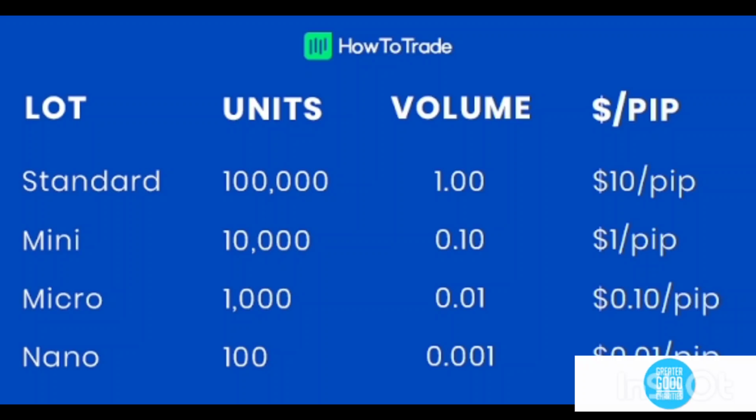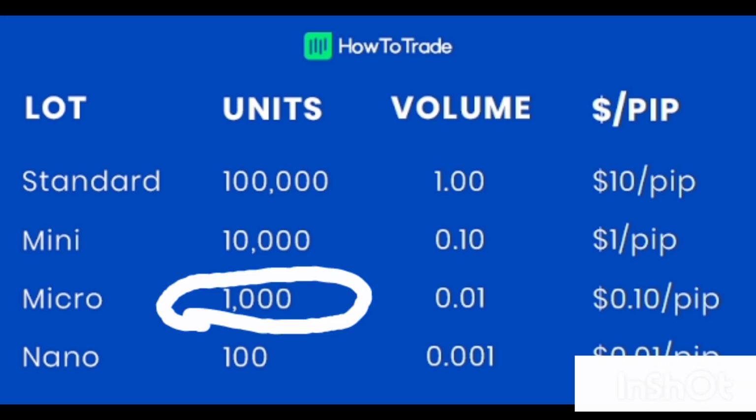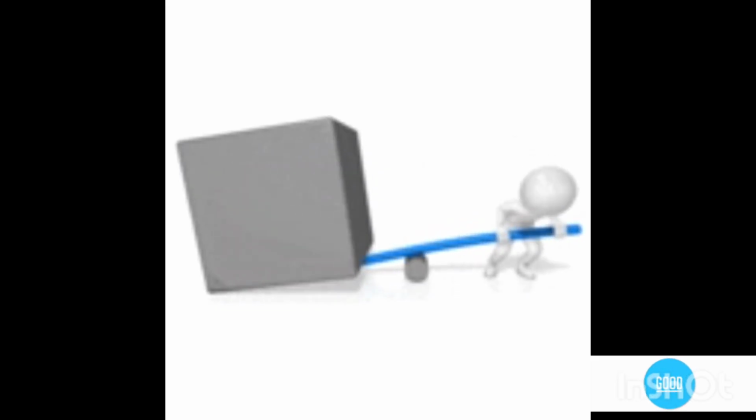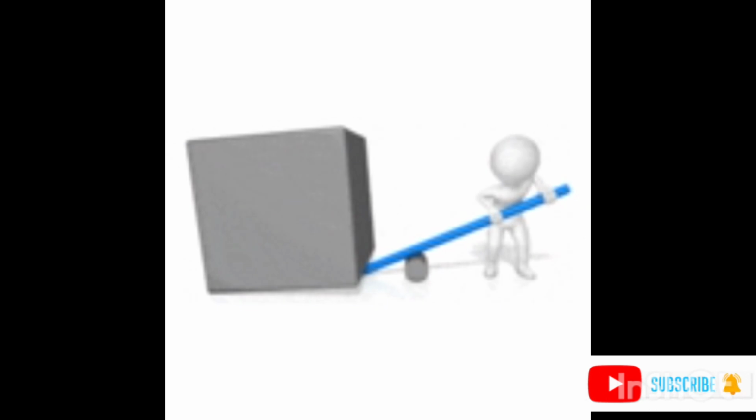Do you know that the lot categories introduced by retail brokers were still too big for many people? Imagine a minimum deposit of $1,000. That is still a lot of money, and yet the market needs more participants. So brokers introduced another mechanism to bring more people into CFD trading, and that is called leverage.